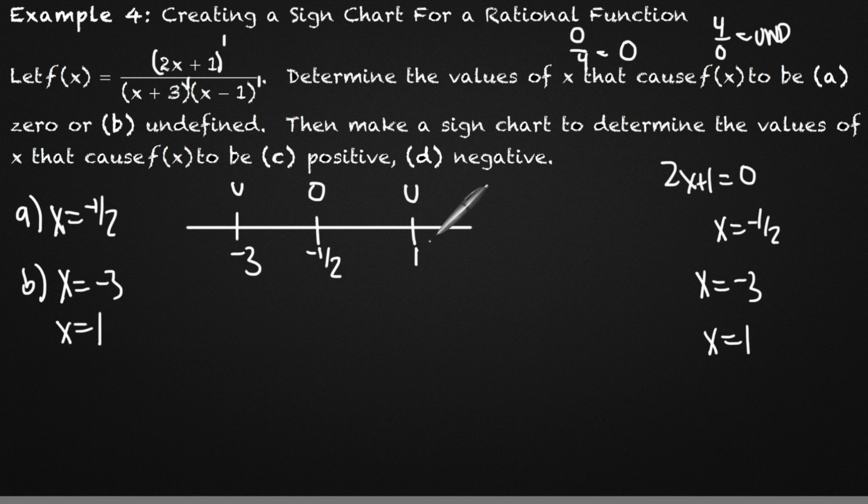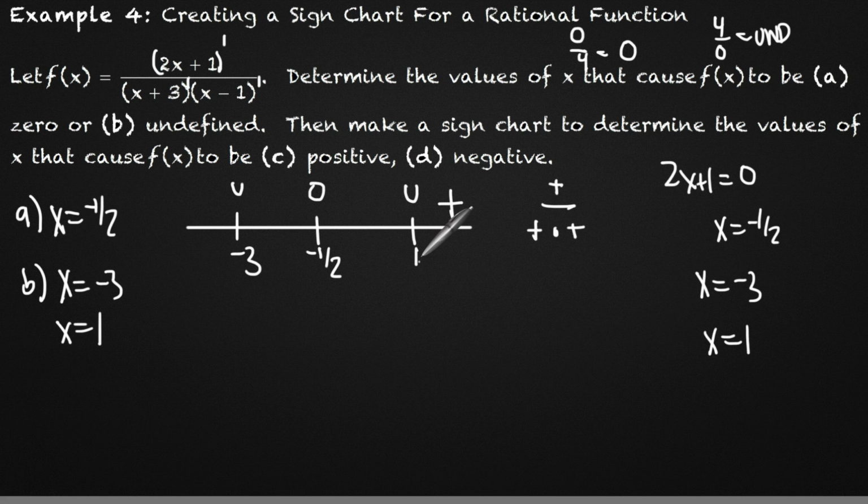So that's pretty simple. Now we're going to pick a number bigger than 1, like 5, and we see that the top is going to be positive. The bottom is going to be 5 plus 3, that's positive, times 5 minus 1, that's positive. So we have a positive times a positive, which is a positive. So we have a positive divided by positive. That's going to be positive. So this region's positive, and then we can use, once again, the fact that these are raised to odd powers.